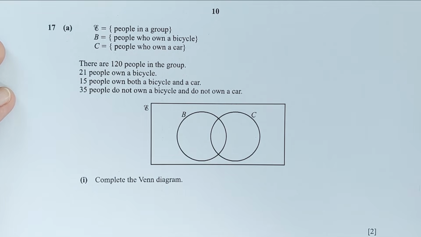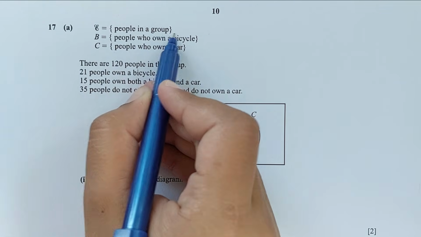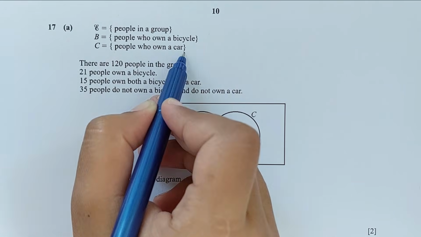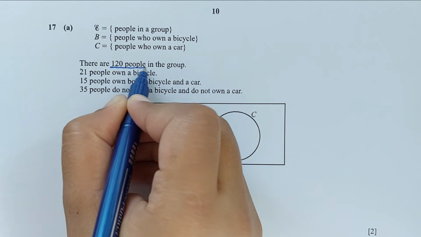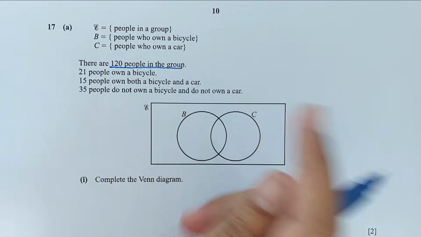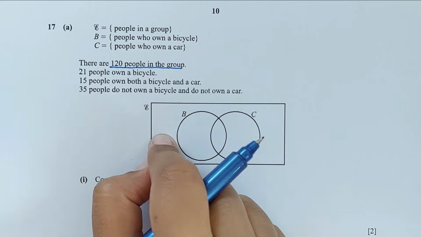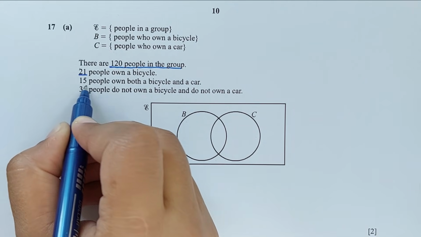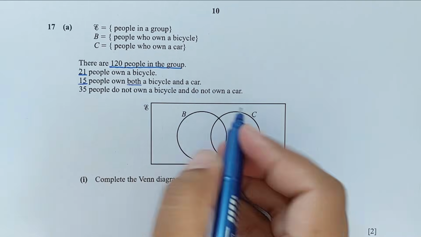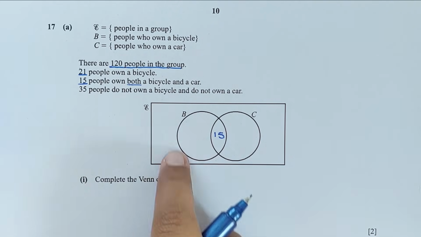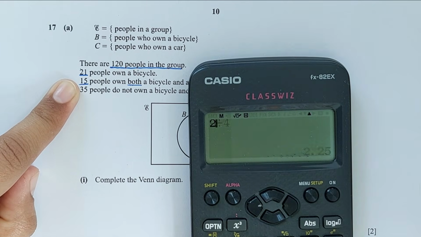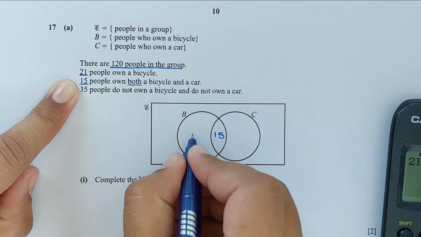Question number 17, part A. The universal set is people in a group. B is people who own a bicycle. C, people who own a car. There are 120 people in a group. So total are 120. 21 people own a bicycle. So the total bicycle is 21. Right, 15 people own both a bicycle and a car. 15 are own both, so both is 15, and we know that the bicycle are 21, so we can say 21 minus 15, this is 6.